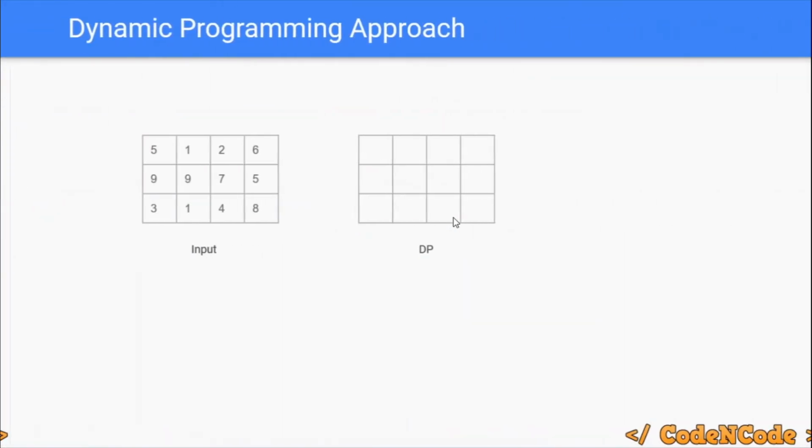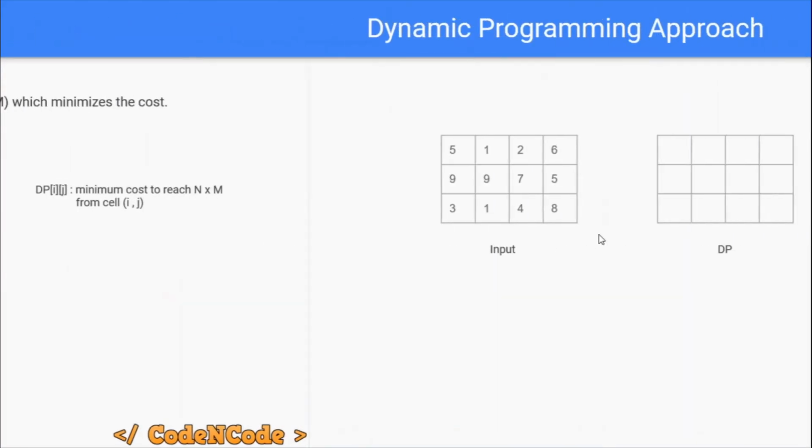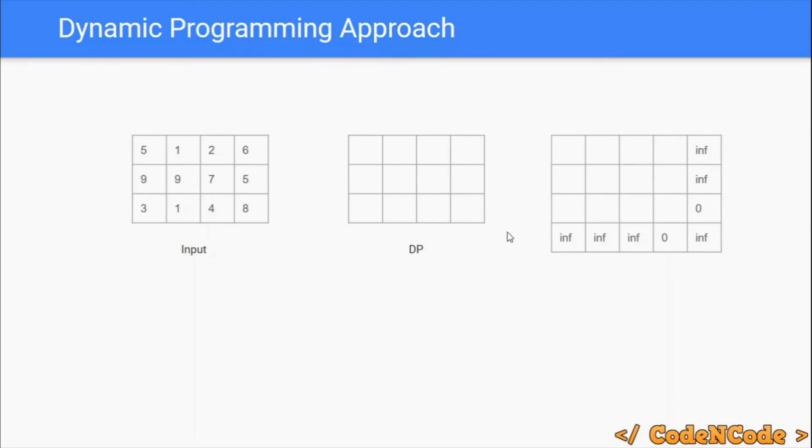So let's see how we actually code this thing, because the problem is we can't start from here and keep filling this first and then this cell and then this cell. No, we are not going to do that. We know that we would start with a DP array of the same size as the input array, but with one more row and one more column. So if the rows and columns are n and m, then we would take a DP array of size n plus 1, m plus 1.